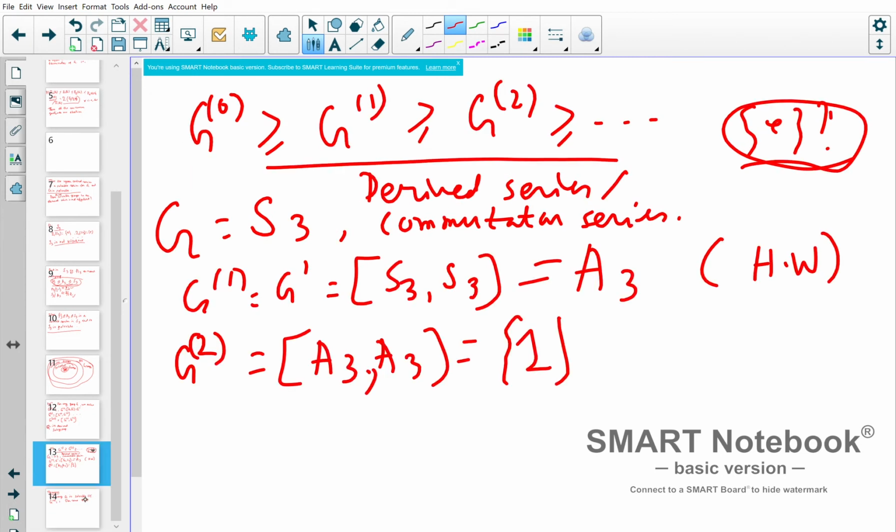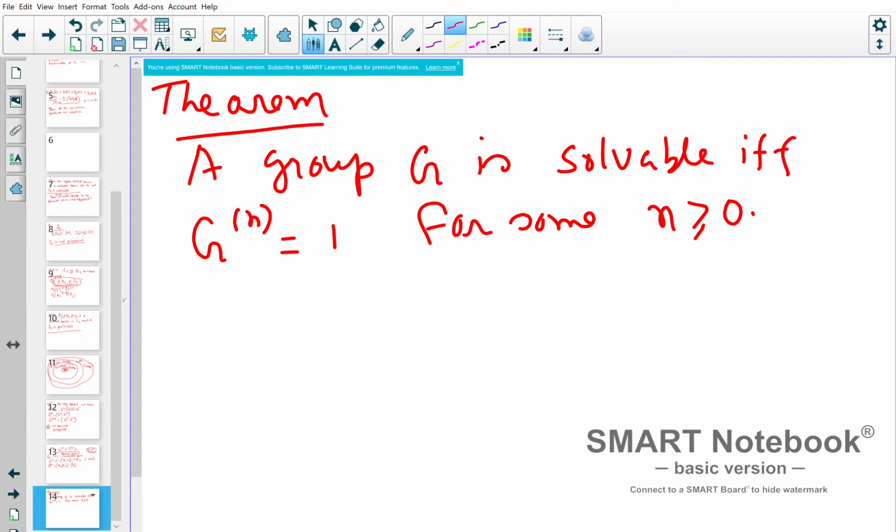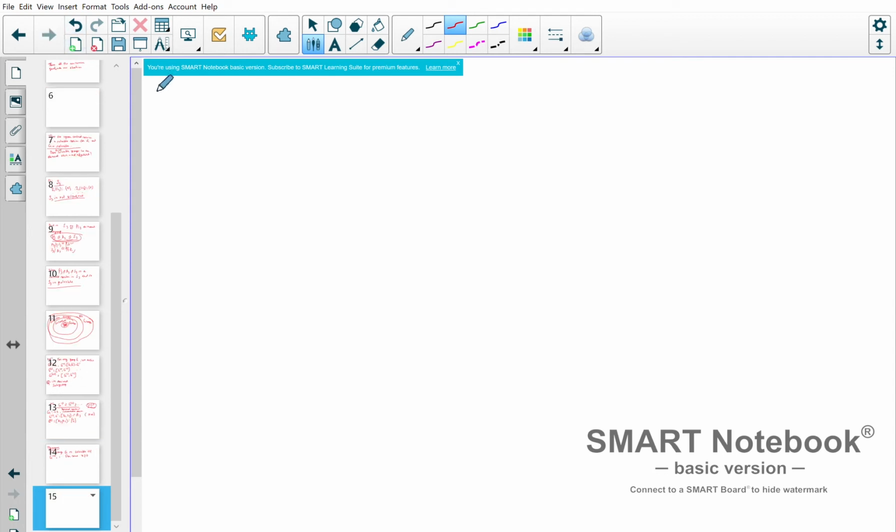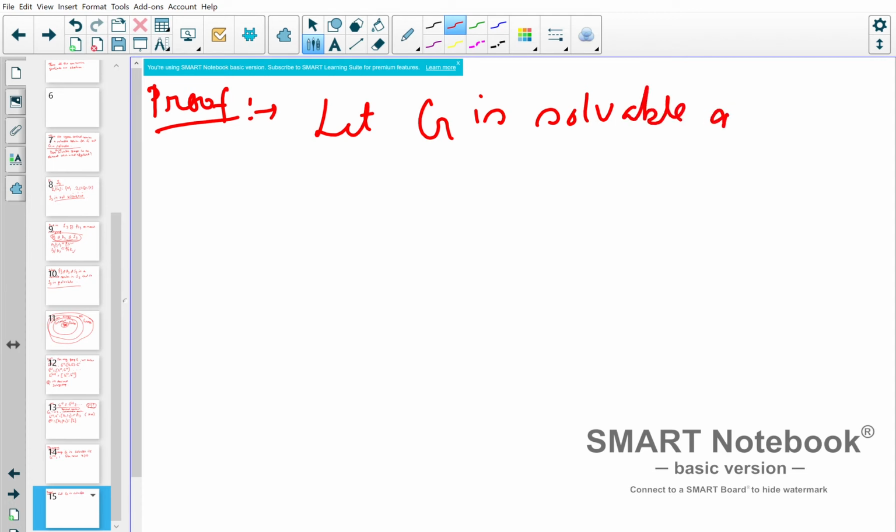This is an if and only if condition, so you need to prove both ways. The proof: first we assume that G is solvable, and then we check that the derived series terminates. So let G be solvable, and we have a solvable series.